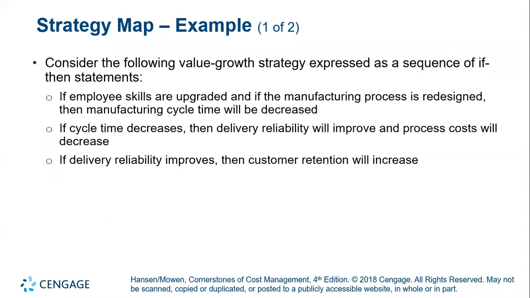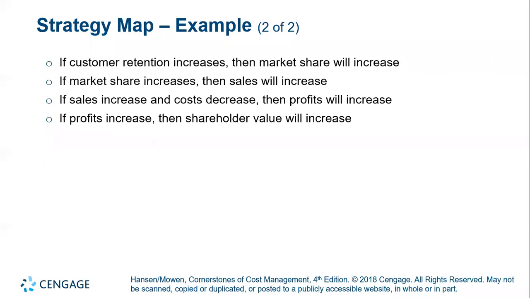Consider the following value growth strategy expressed as a sequence of if-then statements. If employee skills are upgraded and if the manufacturing process is redesigned, then manufacturing cycle time will be decreased. If cycle time decreases, then delivery reliability will improve and process cost will decrease. If delivery reliability improves, then customer retention will increase. If customer retention increases, then market share will increase. If market share increases, sales will increase. If sales increase and costs decrease, then profits will increase. And if profits increase, then shareholder value will increase. That's your strategy map. Okay?